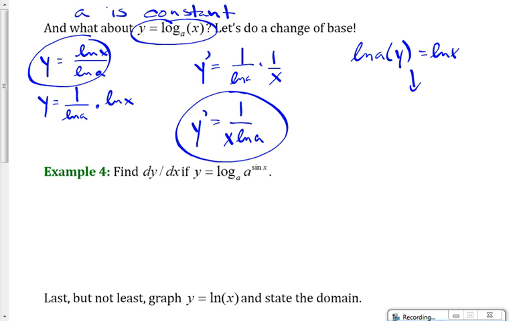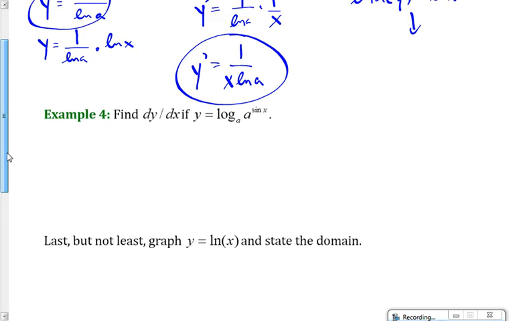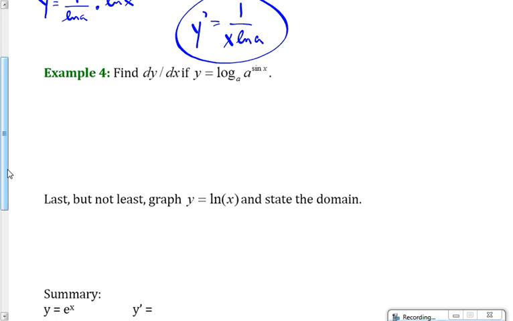I want to show you this really quickly. You're going to be like, oh man, really? It is that simple. This is a log review problem. If I've got base a and base a, what's log base a of a to the sine x? Sine x. What's the derivative?